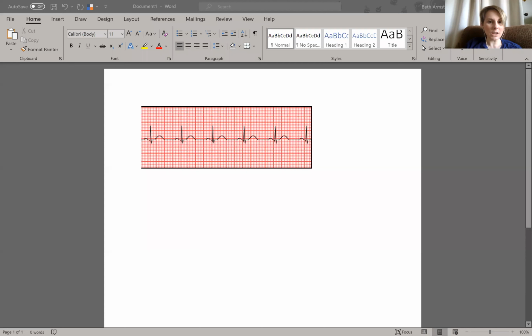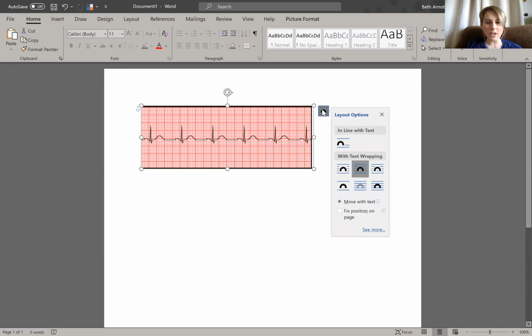All right. So let's talk about our ECGs first. So I'm going to share my screen. Everyone can see this beautiful ECG right here.